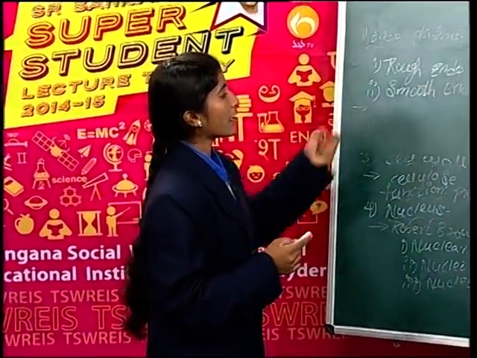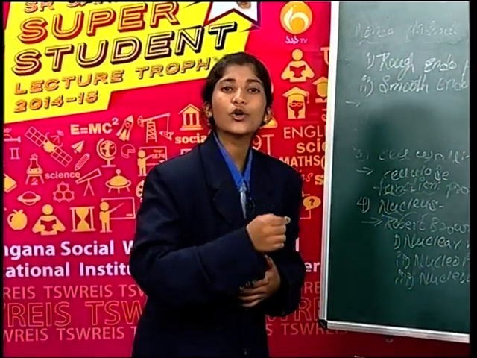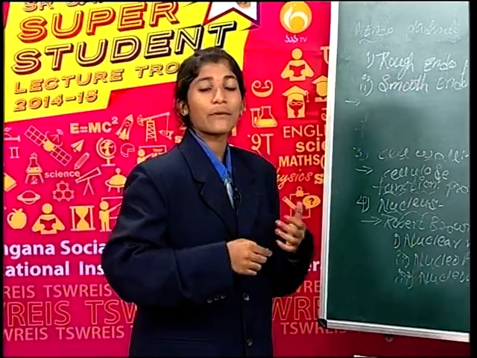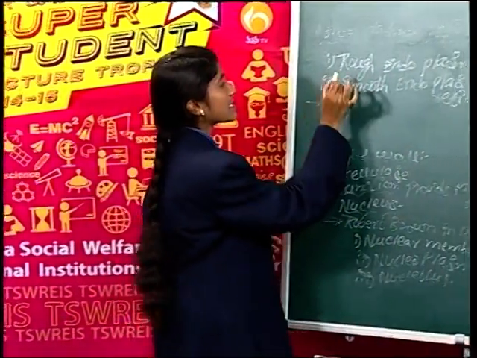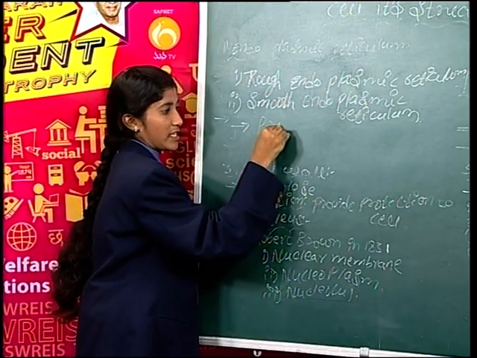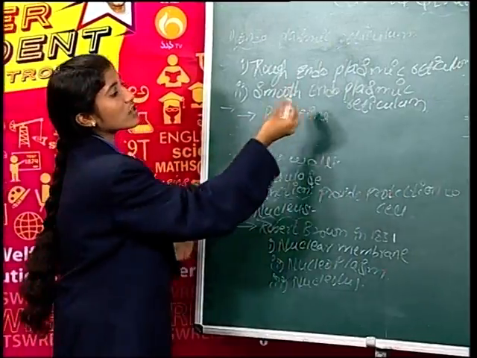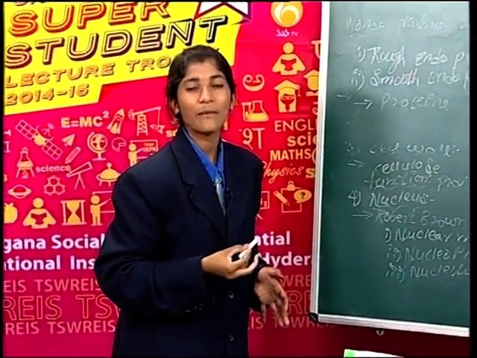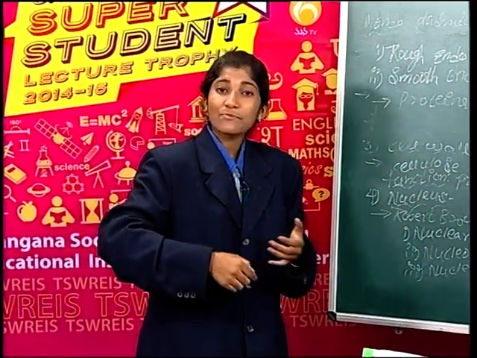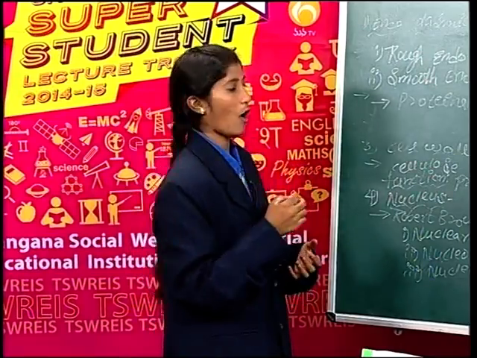This rough endoplasmic reticulum is responsible for producing proteins. This rough endoplasmic reticulum synthesizes proteins. This smooth endoplasmic reticulum is responsible for synthesizing lipids and detoxifying poisons.